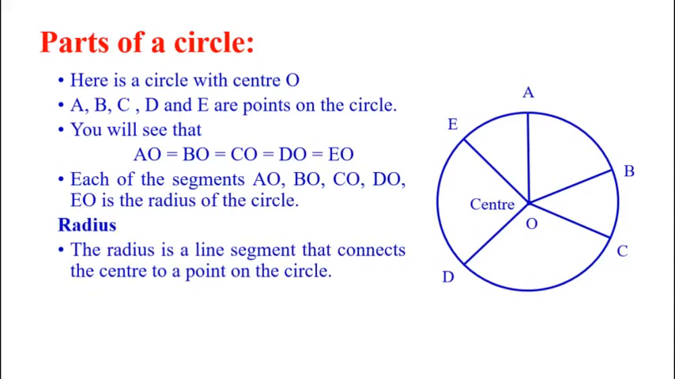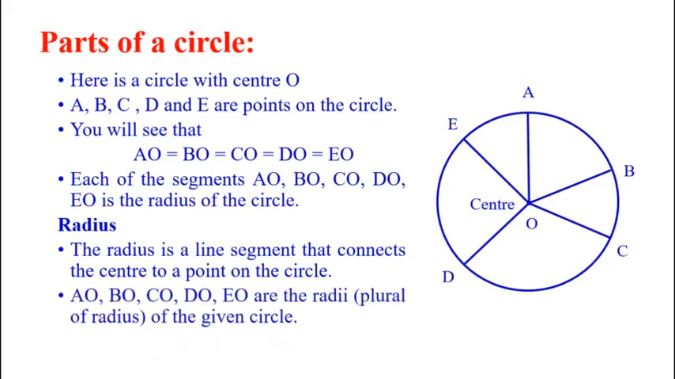So, what do you mean by a radius? The radius is a line segment that connects the center to a point on the circle. So, here in this figure, AO, BO, CO, DO, EO are the radii. Radii is the plural of the word radius.